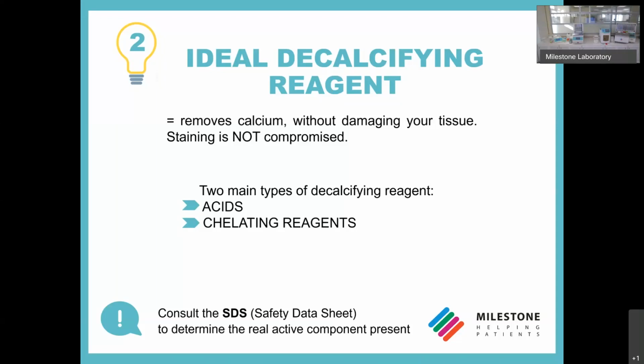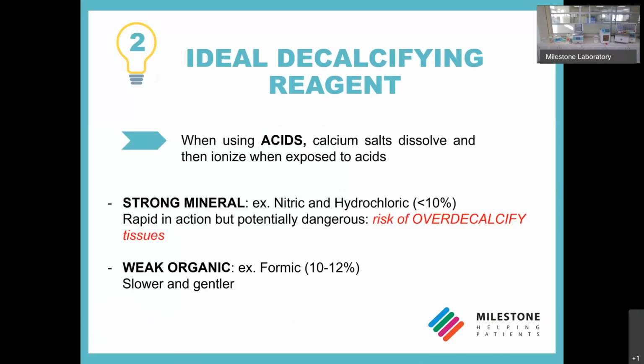There are 2 main types of decalcifying reagent: acids and chelating ones. When using acids, the calcium is dissolved through a chemical reaction. Acids can also be divided in 2 categories: the strong mineral acids like nitric and hydrochloric, that usually are used at a concentration of less than 10%.